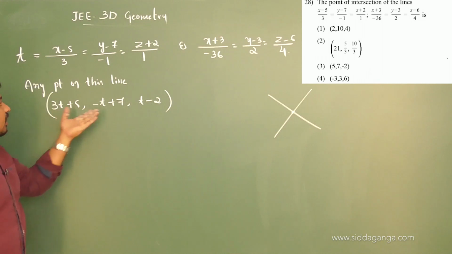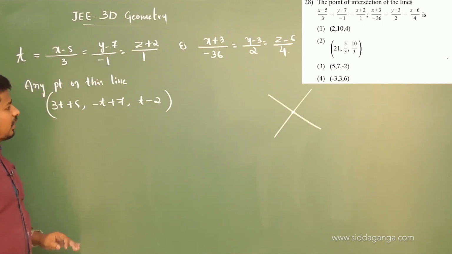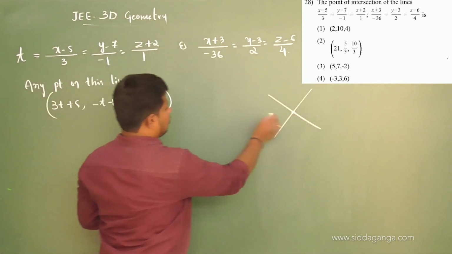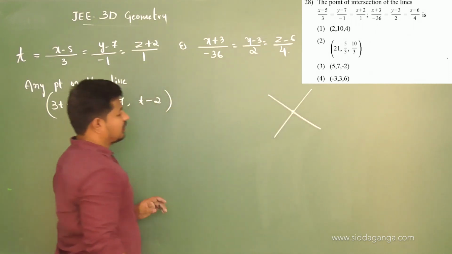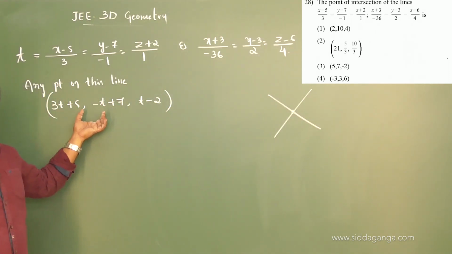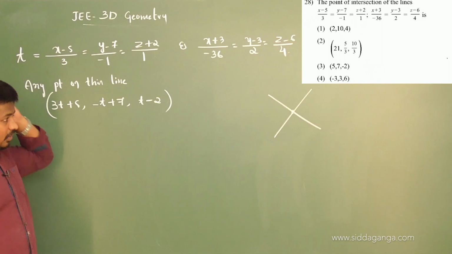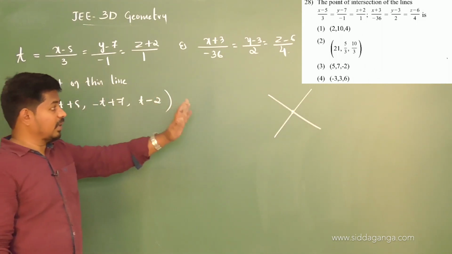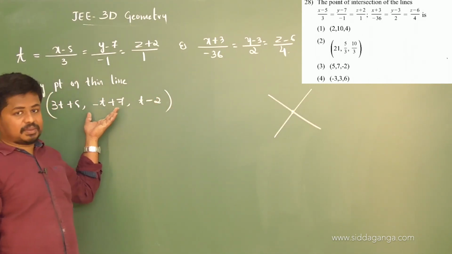Okay, this is any point on this line. Now assume this is the point of intersection, the required point. So to get the required point, you have to find the value of t first.